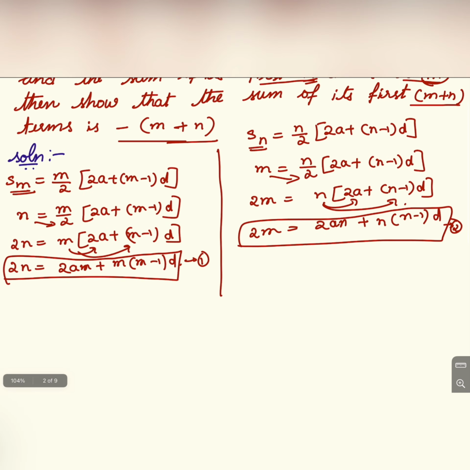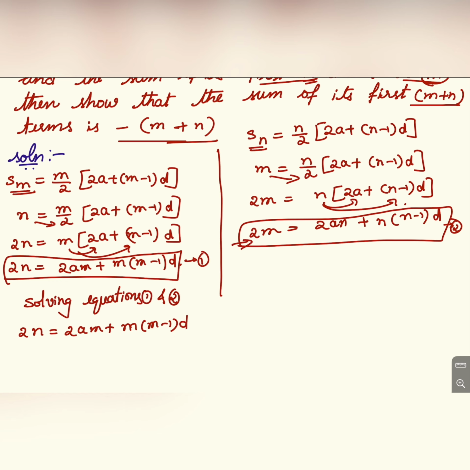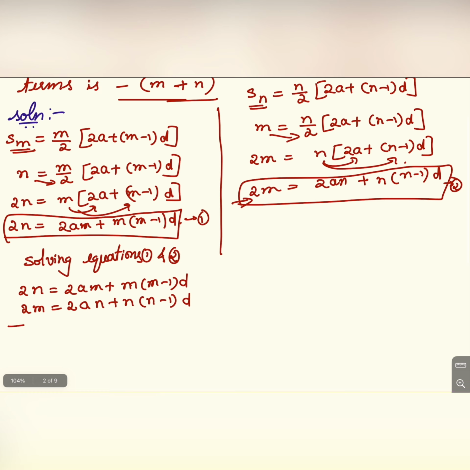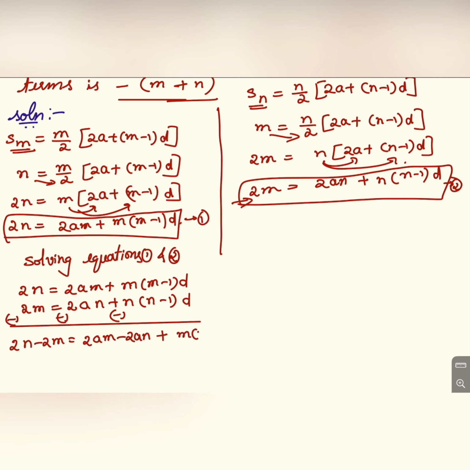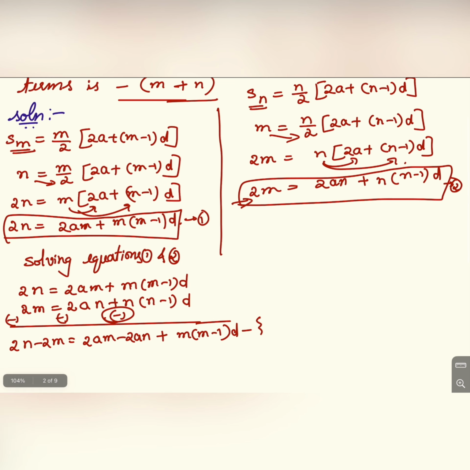Now solving equation 1 and 2. Equation 1 is 2n is equal to 2am plus m into m minus 1 into d. Equation 2 is 2m is equal to 2an plus n into n minus 1 into d. Let us subtract, and the sign will change from plus to minus. We have 2n minus 2m is equal to 2am minus 2an plus m into m minus 1 into d minus n into n minus 1 into d.